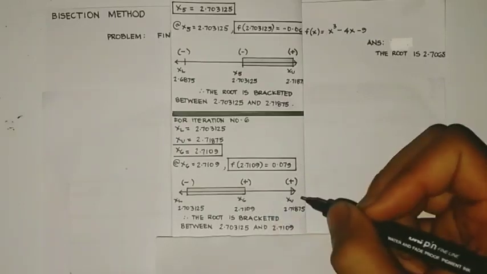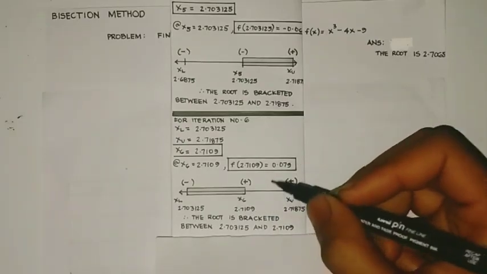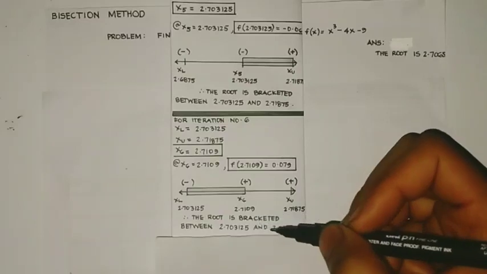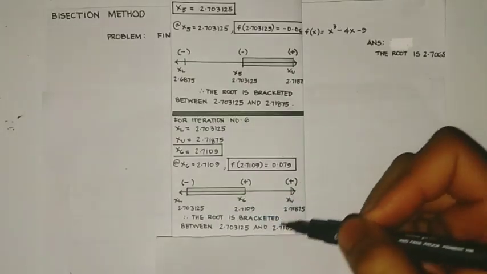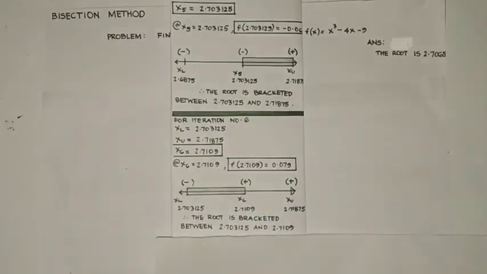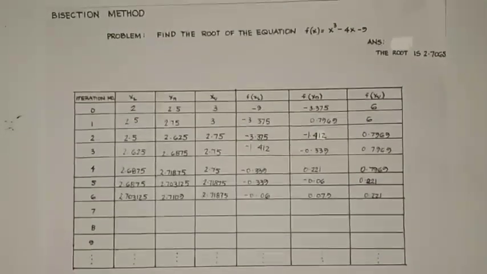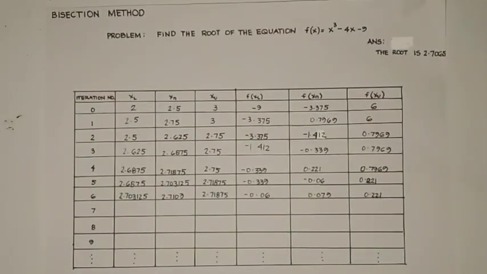So, dito sa x sub 6 to x sub U, alam natin na wala dyan yung root. Therefore, yung root natin is bracketed between x sub L to x sub 6. So, yun yung mga values nila. So, fill up lang natin sa table. So, ito na siya.